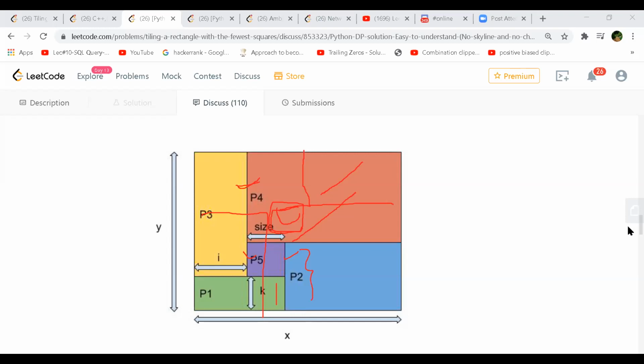What is the minimum size of P5? Can it be 0 or does it have to be at least 1? It has to be at least 1. And if it is at least 1, then the left of P4 would never be the same as the right of P5, because the size is at least 1. So even if you imagine this as a 1 by 1 square of P5, will that not work?